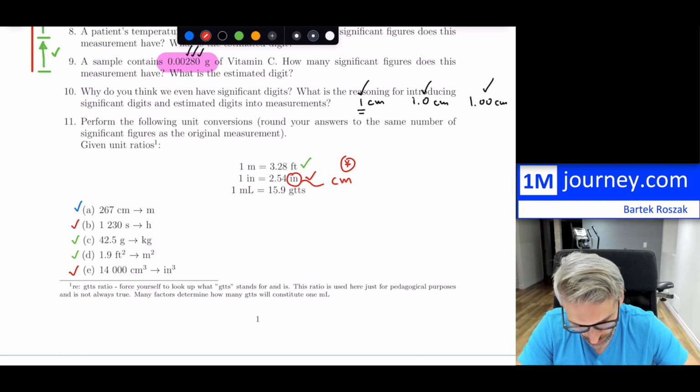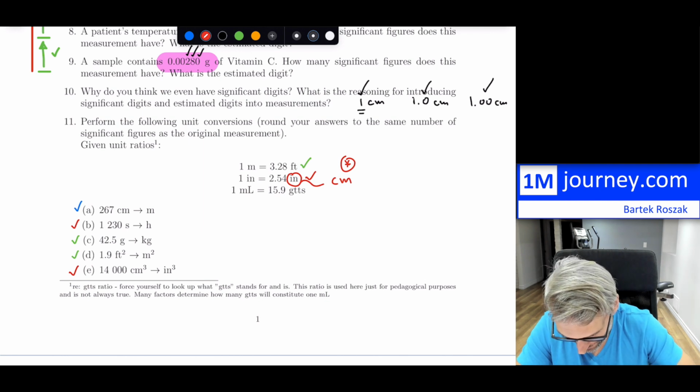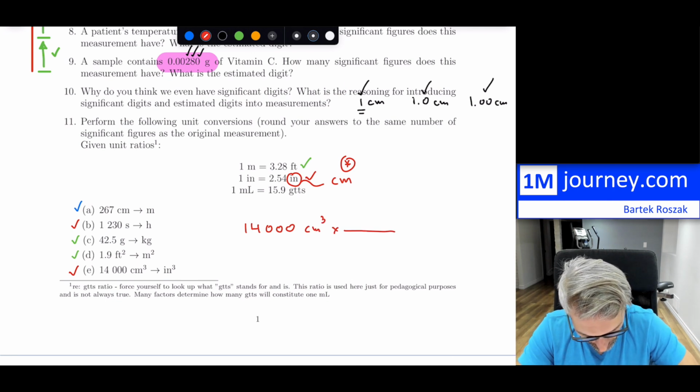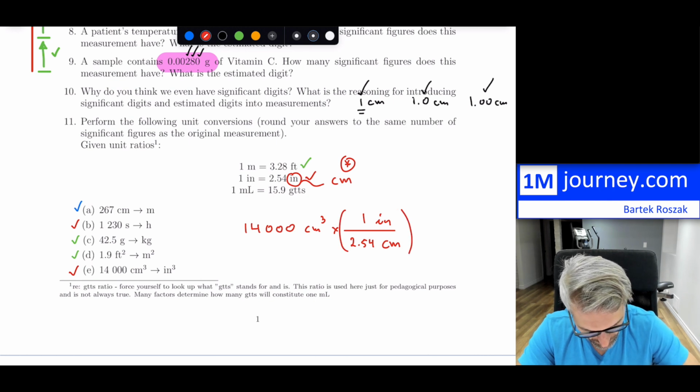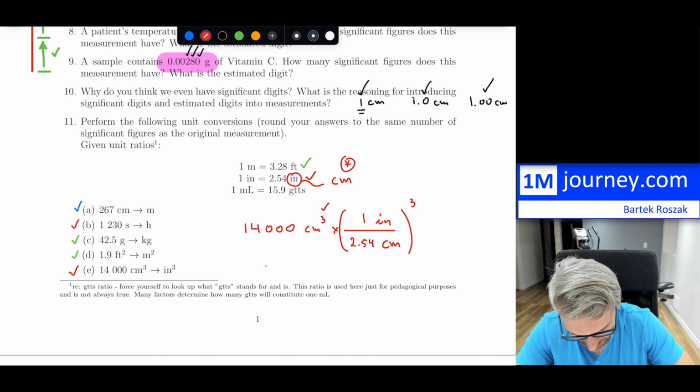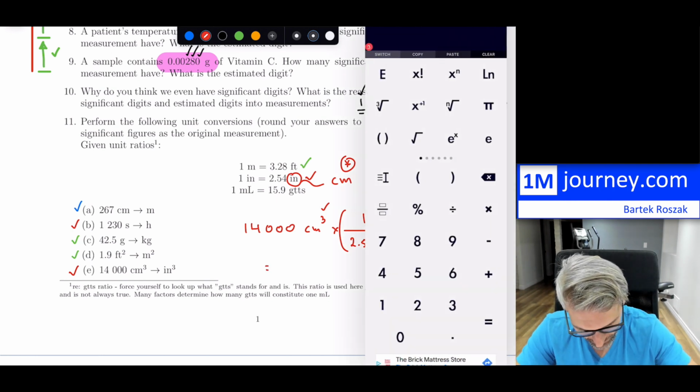So 1 inch is equal to 2.54 centimeters. And so for this, I'm going to write this out. This is centimeters cubed. So you don't want centimeters, so you'll put that at the bottom. So 2.54. You put the 1 inch on top. That's what you want to convert to. And now notice, because it's cubed, you want to cube the entire thing. So now with this, I can go ahead and see what we're going to get.